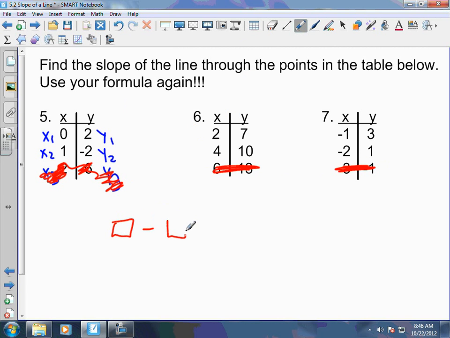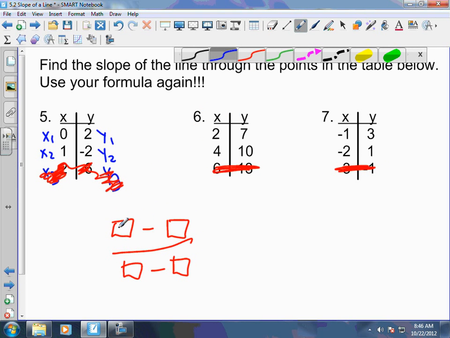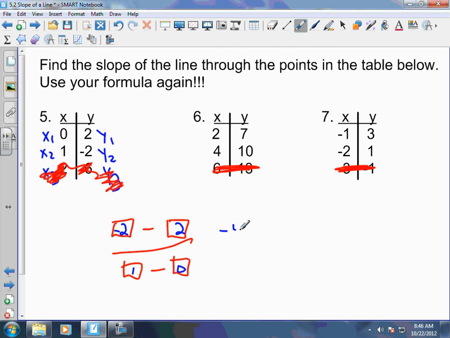Then you make your boxes. Fill in your values. y2, what's my y2, kids? -2. What's my y1? +2. What's my x2? What's my x1? So here I'm going to get -4 over 1, or m equals -4. Either one of these two is correct: -4 over 1 or -4.